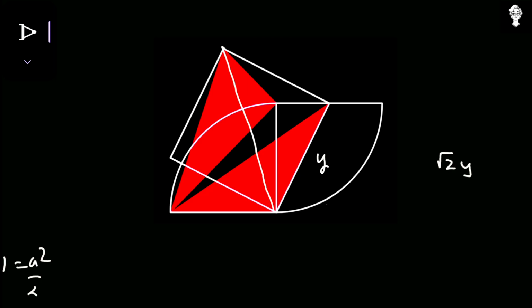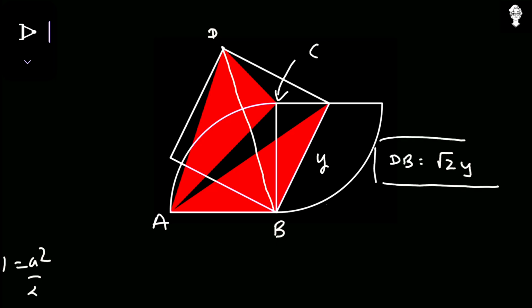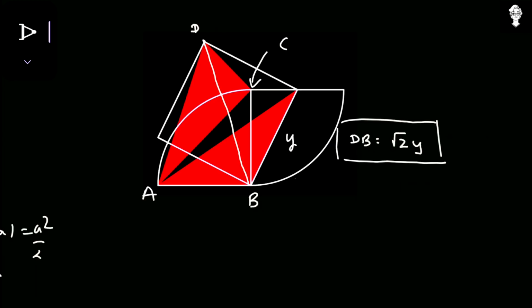Now let us label this diagram also. Let this particular point be A, this point B, this point over here C, and the point at the top D. So DB is the diagonal, and it has a length of root 2 times y. Now let us find the area of the upper right triangle. We cannot get the area of that triangle from a direct formula. We have to get it as a subtraction of areas. So let us derive it.